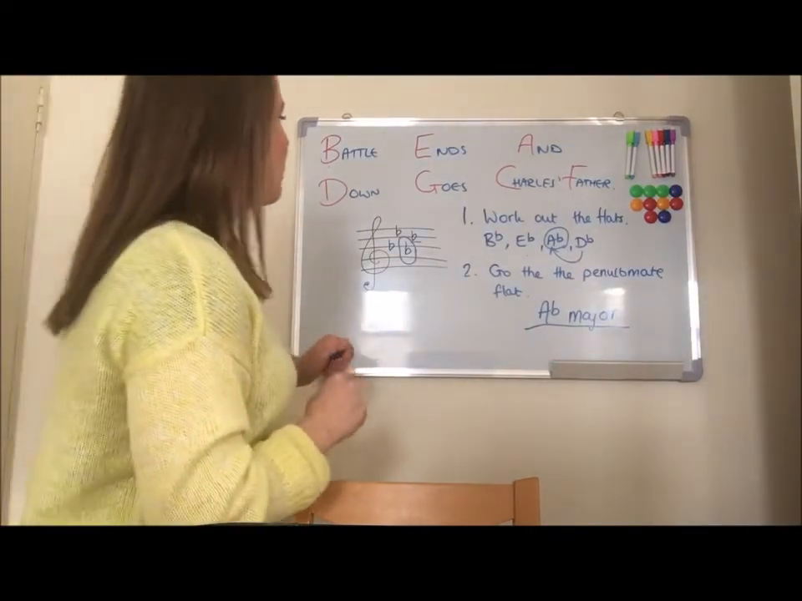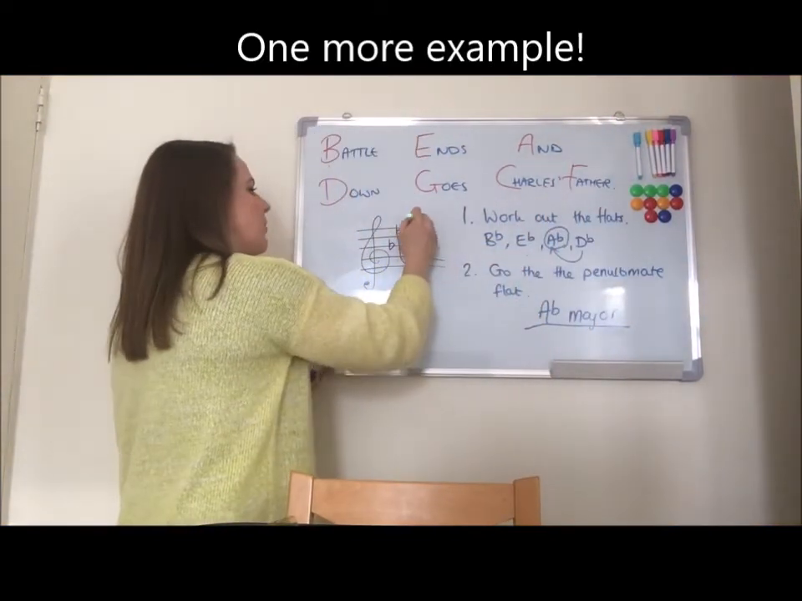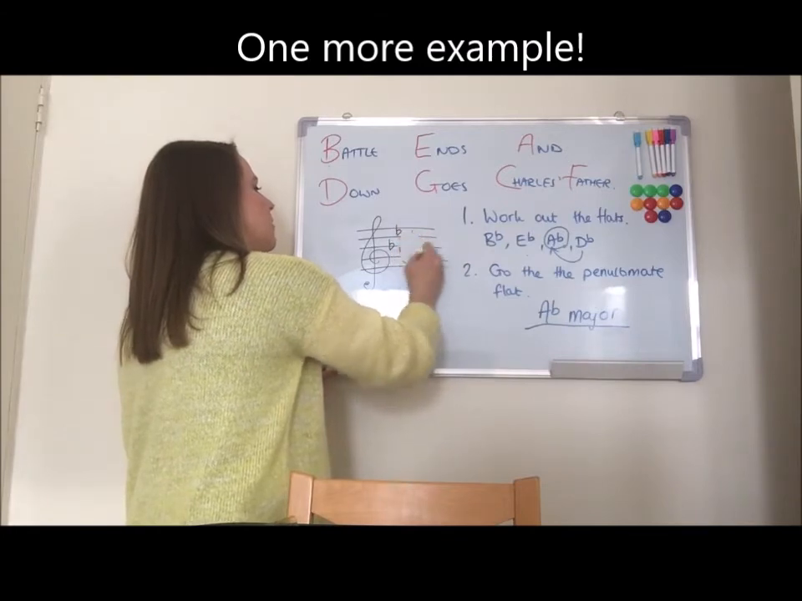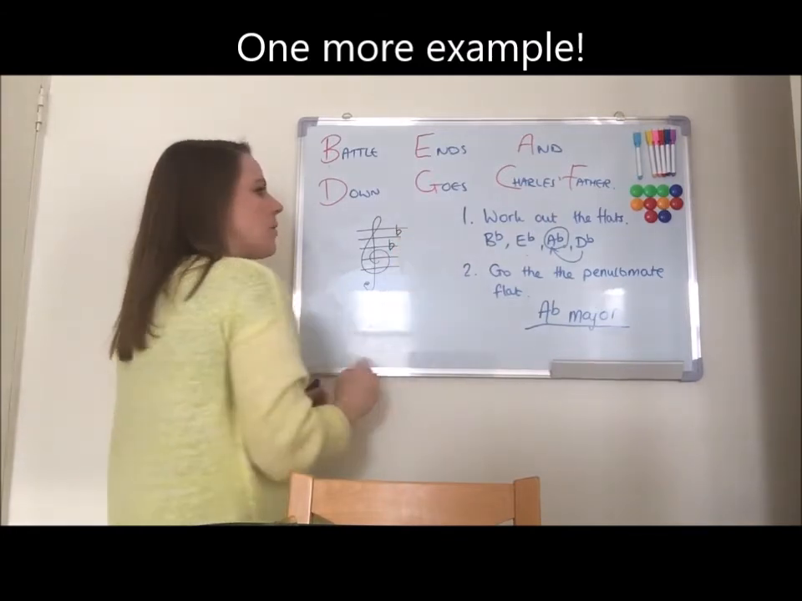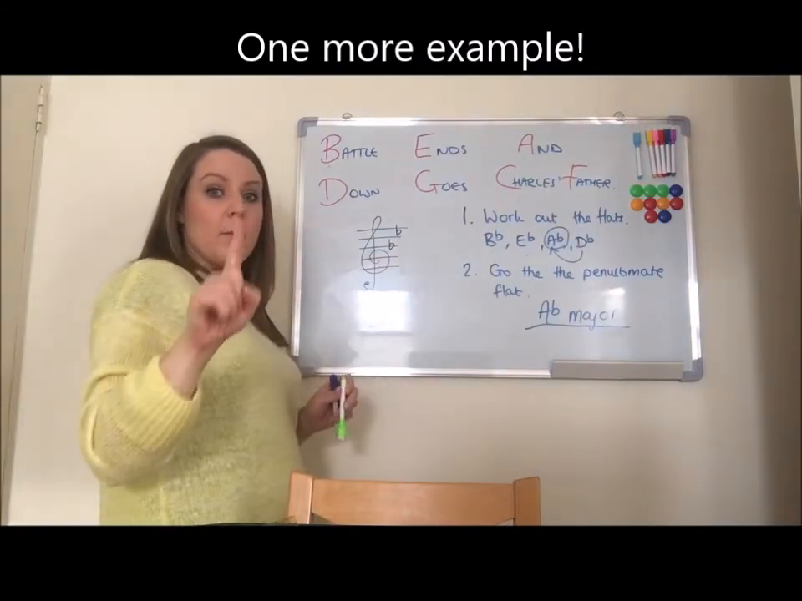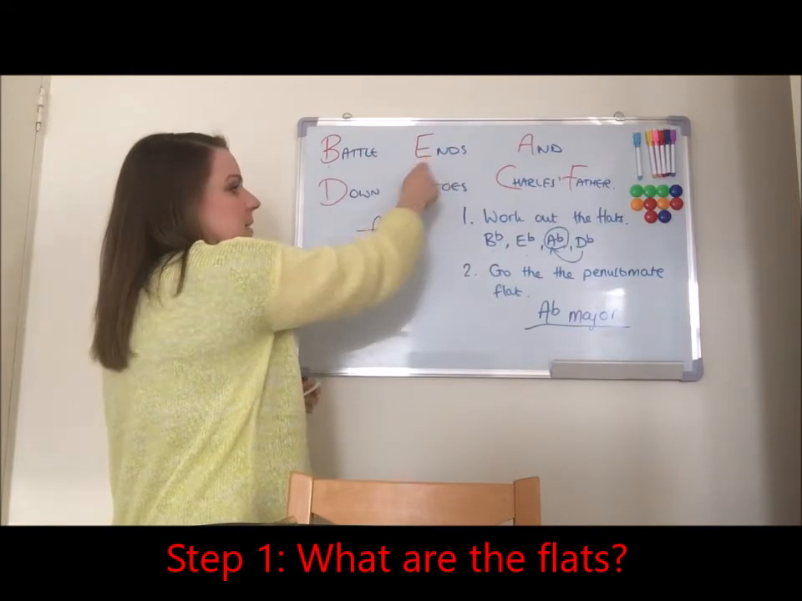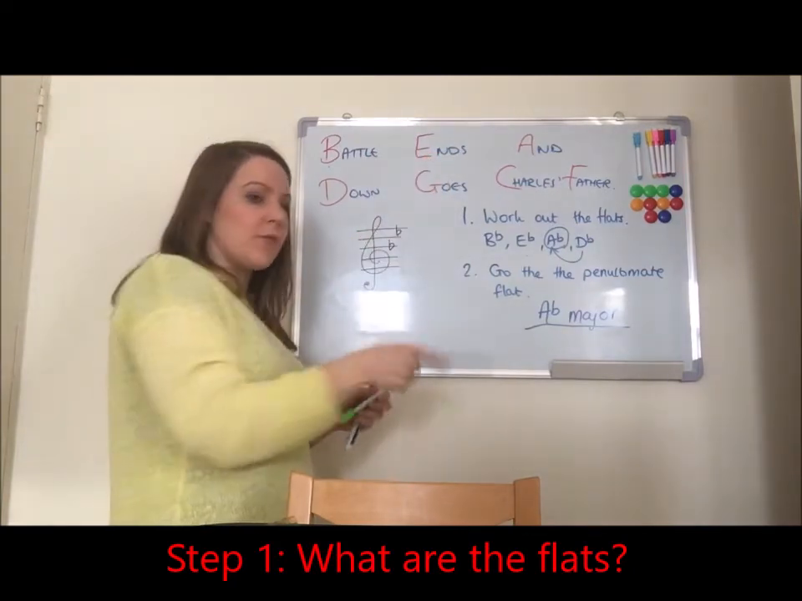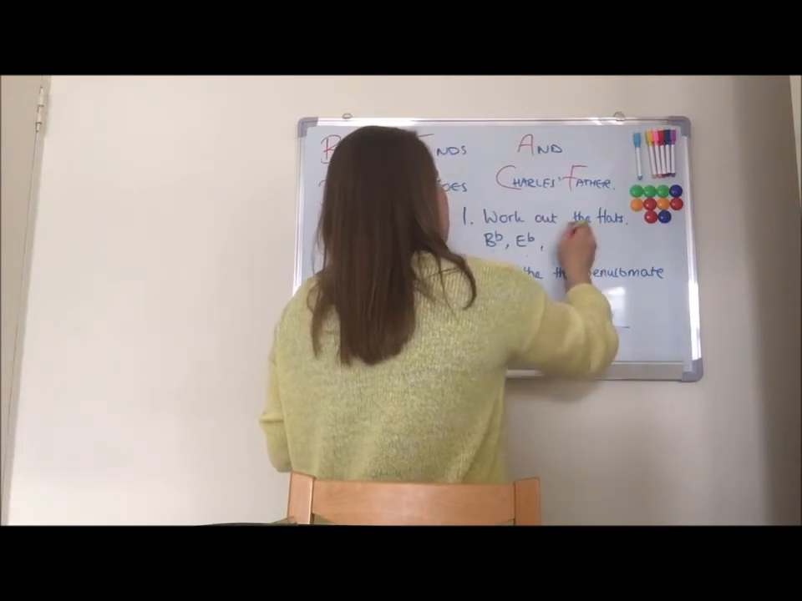I'm going to give you one more example just to make that really clear, and then you can have a go yourselves. So let's get rid of two flats. I've now got a key signature with only two flats. Step one, what are the flats? Well, battle and ends. So I have B flat and E flat.